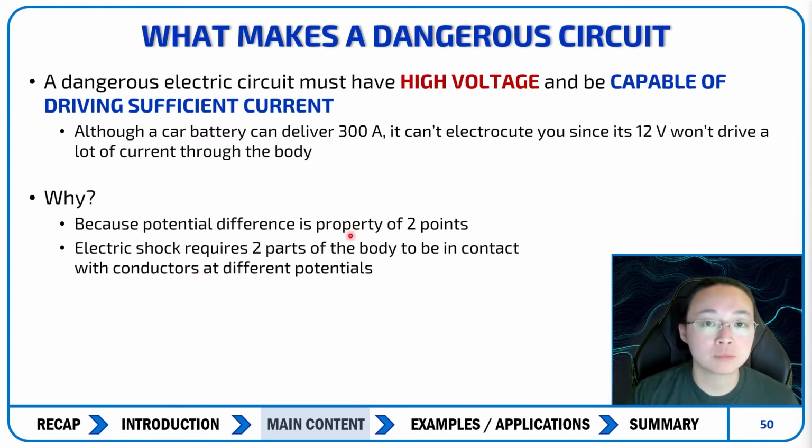Because the potential difference is the property of 2 points, A and B. Electric shock requires 2 parts of the body to be in contact with conductors at different potentials. So in this case, when you're talking about a dangerous circuit, a car battery is not very dangerous because your 2 parts of your body will not be in contact with the conductor at different potentials.